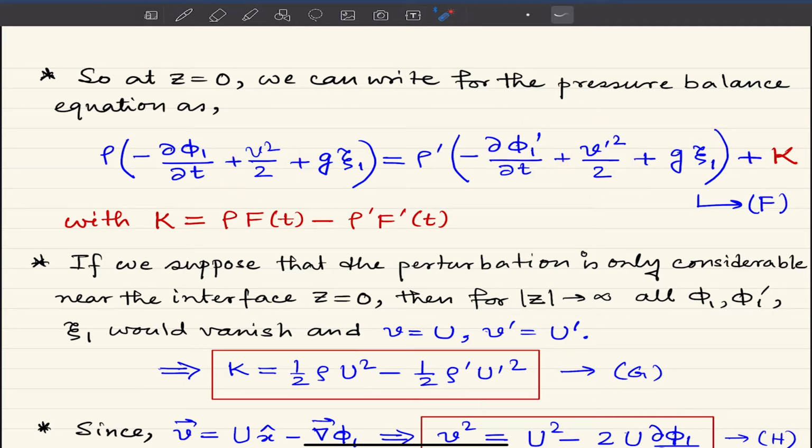Now how much this is, for that you can just do a calculation, and you can simply see that at the initial state, K should be equal to simply ½ρU² - ½ρ'U'². Because if all these four terms are 0, then K will be just here, and it should be equal to ½ρv² - ½ρ'v'², and v is now U and v' is U'. So we have this relation, equation G.